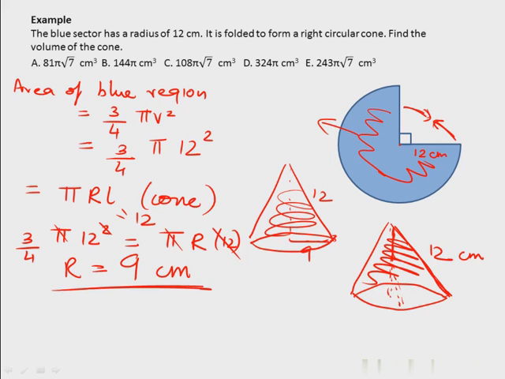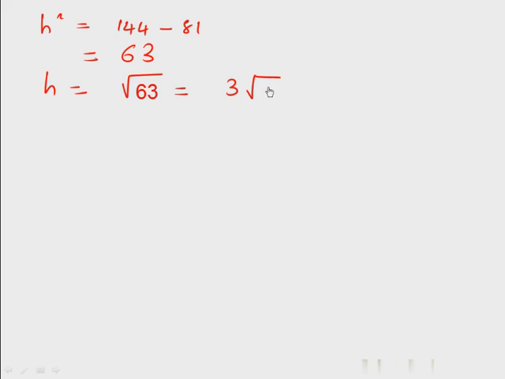What's the height? So by Pythagoras, in this triangle, I find the height. Height squared is equal to 12 squared minus 9 squared. That's 144 minus 81, 63. So the height is root of 63. That's 3 root 7. So the height is 3 root 7 centimeters.